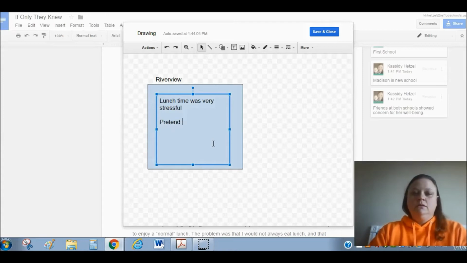Pretend to eat food. She would pretend to eat food. She felt all eyes were fixed on her. A lot of the conversation was about eating.